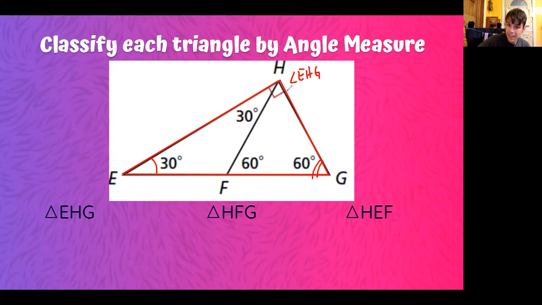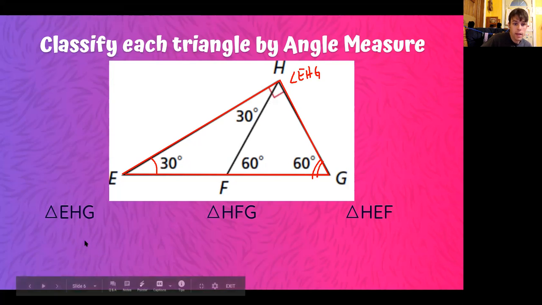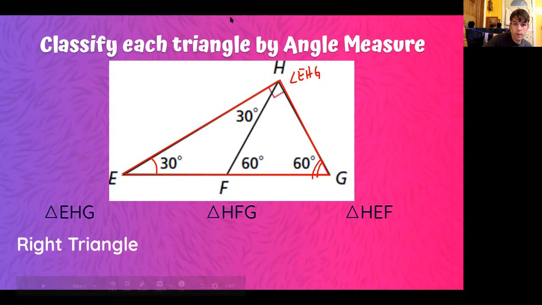EHG, right? That makes that 90-degree angle. So this one has a 90-degree angle. So that makes this one a right triangle. Right? One 90-degree angle makes it a right triangle. Okay, and then let's go ahead and take a look at the next one.